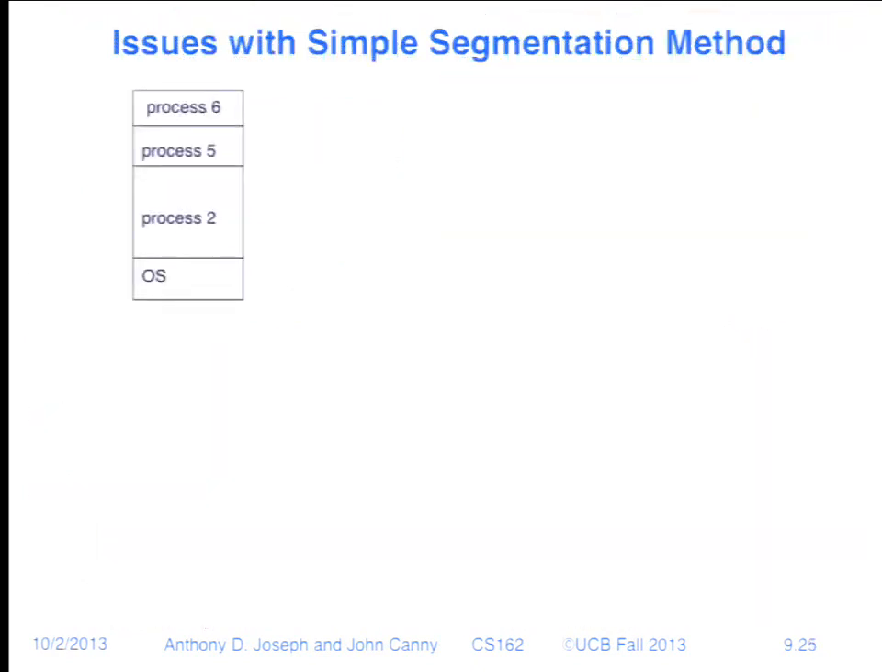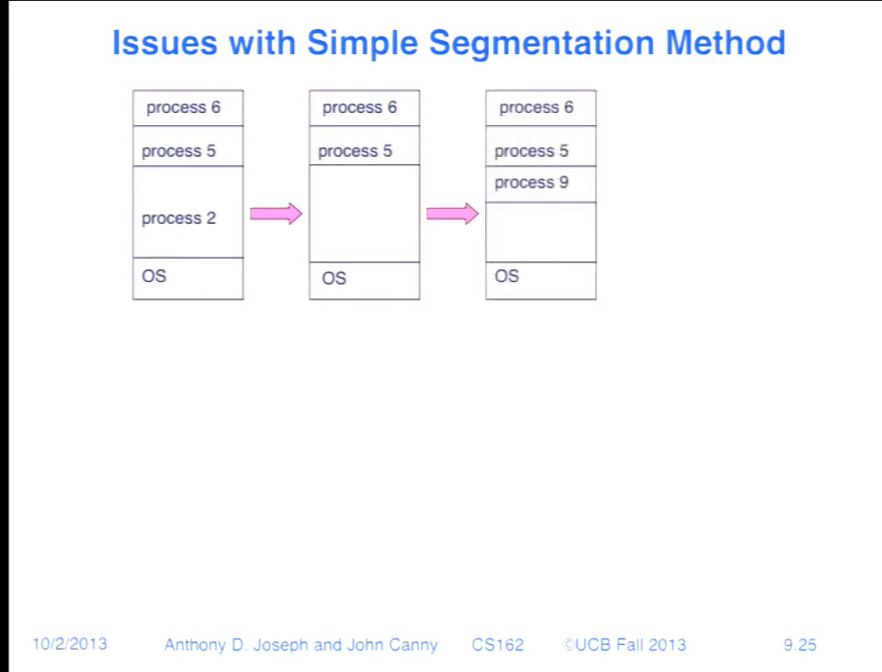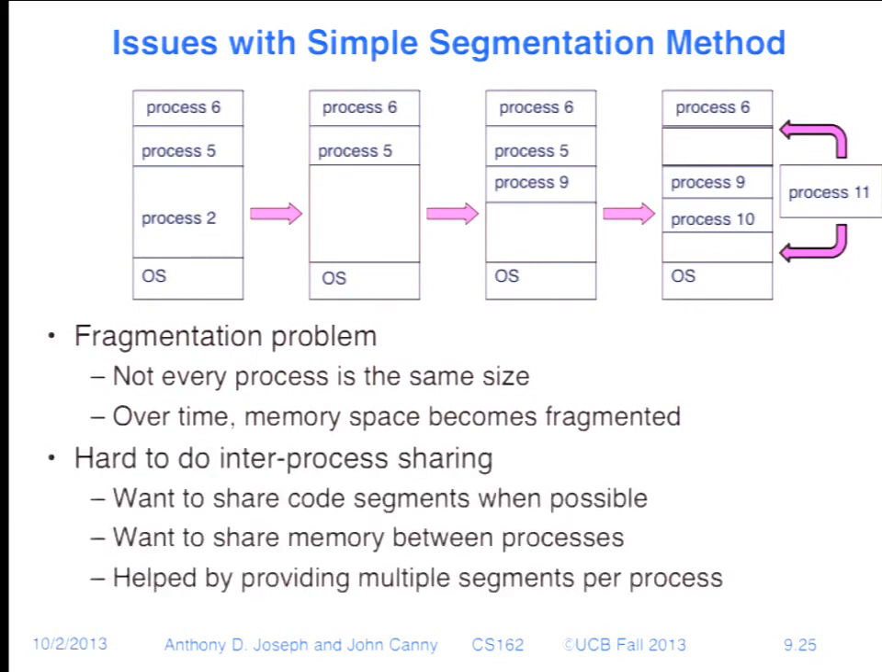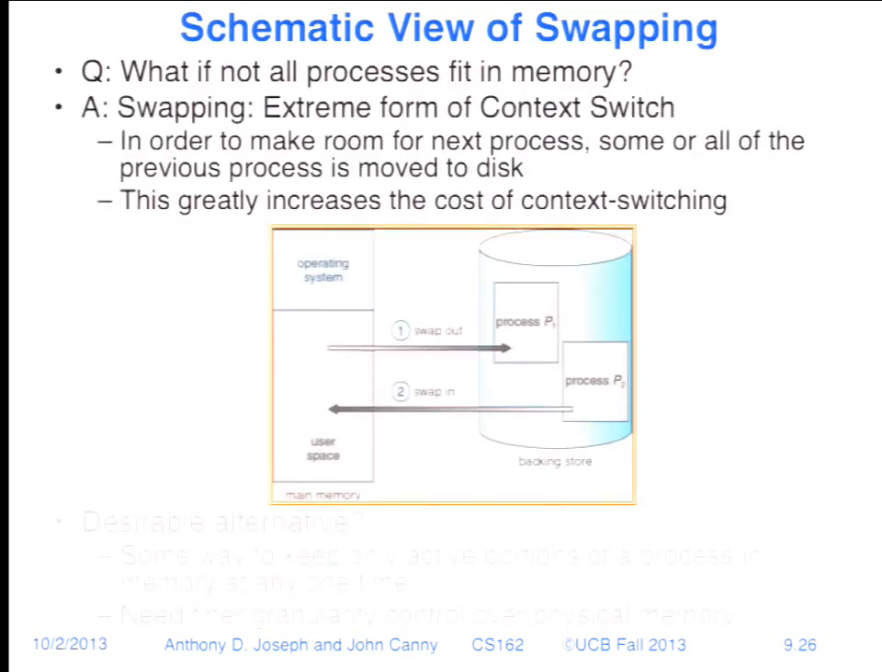Okay. All right. So the simple segmentation has a number of issues. Fragmentation is one. You can see that as I add processes and remove them, I create holes in memory, as with any other allocation task. And sooner or later, I'll get a problem of not being able to fit something in memory. The segmentation we've described allows arbitrarily large chunks of memory, and that can lead to arbitrarily bad fragmentation.